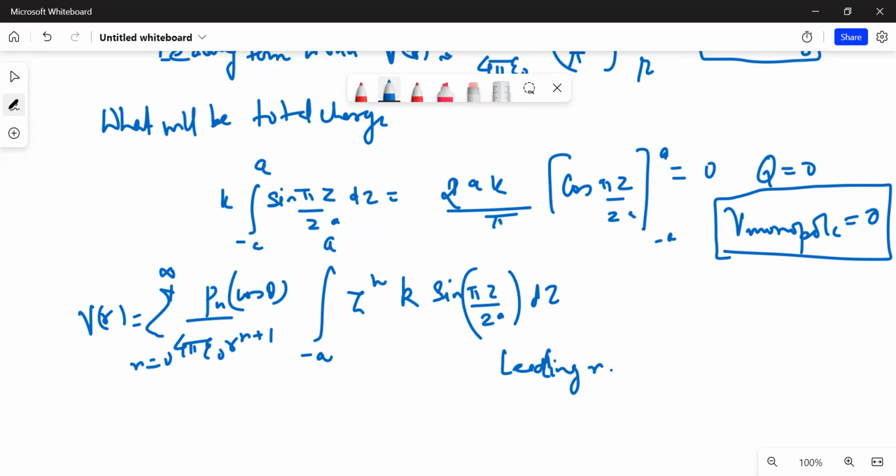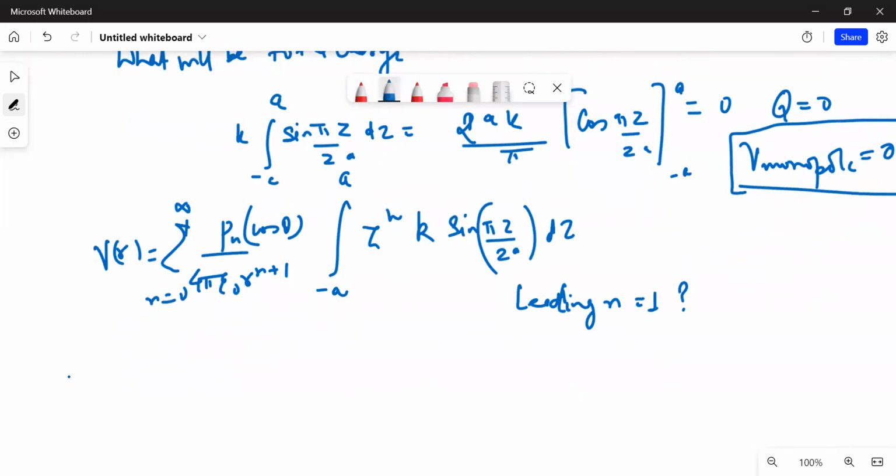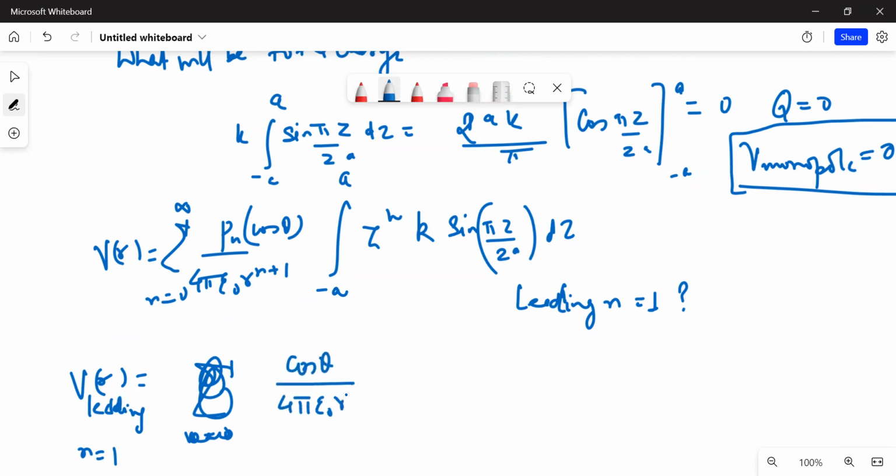So let us see what integral comes for n equal to 1. This is something that I'm leaving to you for the break that we are going to take right now. I am just trying to write the leading term. I hope the leading term will be corresponding to n equal to 1, and that would be equivalent to cos theta divided by 4 pi epsilon naught r square, times the integral from minus a to plus a of z k sine pi z upon 2a dz. Just find this integration and let us see. Let us meet in the first session.